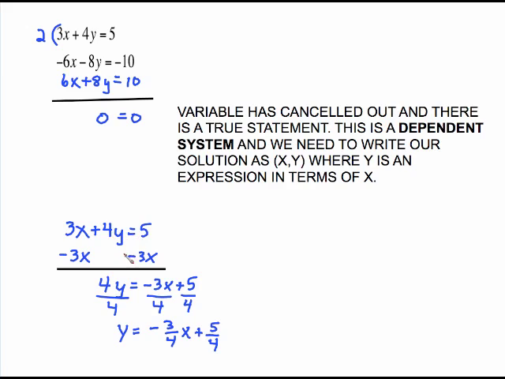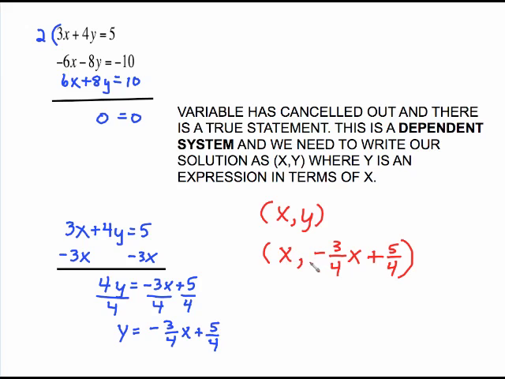I'm going to rewrite this one for y. Start by subtracting 3x from both sides. Then I'm going to divide everything by 4, and this is my equation for y. Now we're going to do our ordered pair as x comma y, but the y needs to be written as an expression in terms of x. That expression right there is an expression in terms of x. So in place of y right here, we're going to put this -3/4 x plus 5/4.